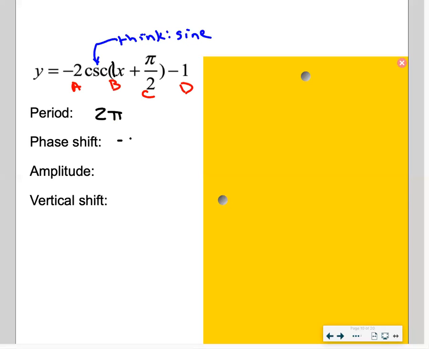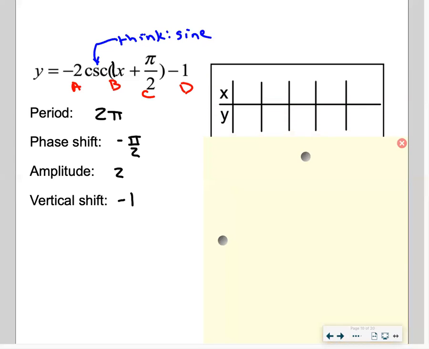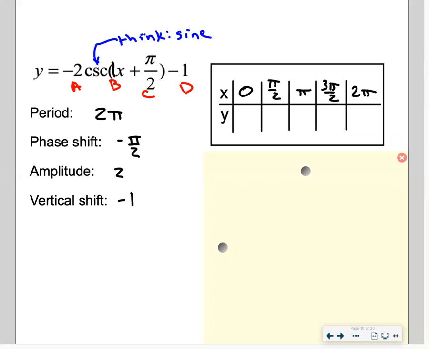Phase shift is minus pi over 2. Amplitude is the absolute value of -2, which is 2. Then vertical shift is -1. Remember, your overall amplitude is the absolute value. Your XY table still starts with sine. So 0, pi over 2, pi, 3 pi over 2, 2 pi. And then sine goes 0, 1, 0, -1, 0.